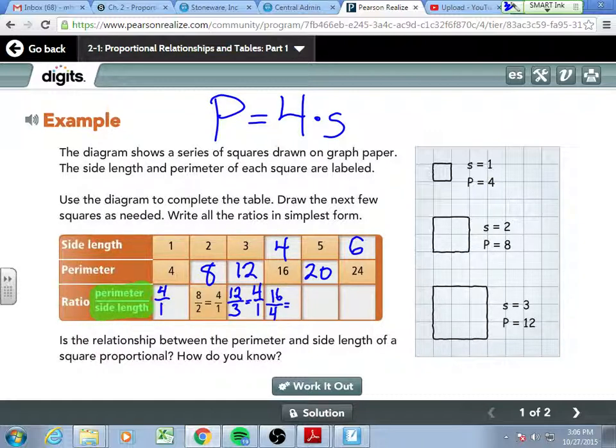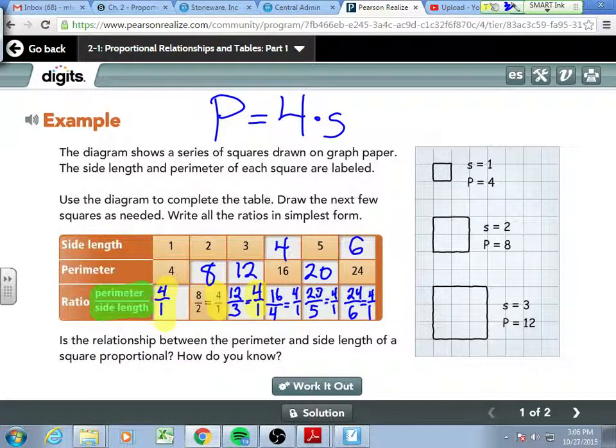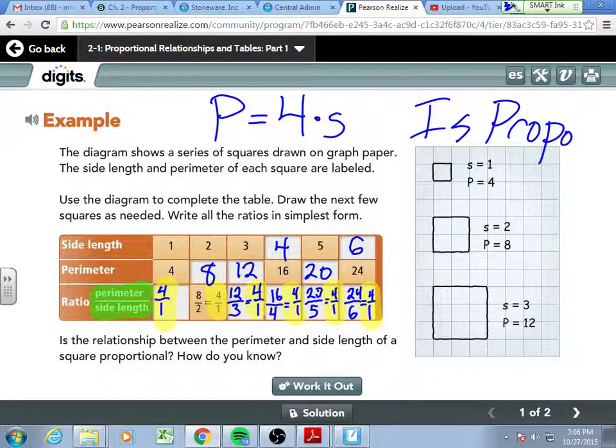So 16 to 4, which when we reduce that, is 4 over 1. Everything still matches up to this point. 20 to 5 reduces to 4 over 1. And 24 to 6 also reduces to 4 over 1. So, since each of these ratios comes out to be 4 over 1 when reduced, this is proportional. Ran out of board there.